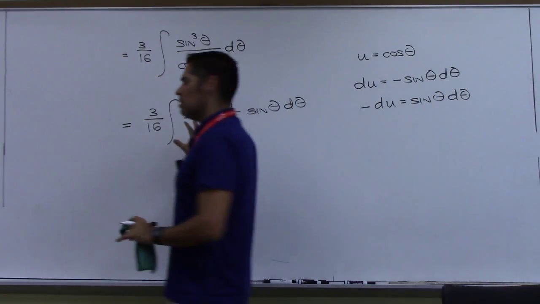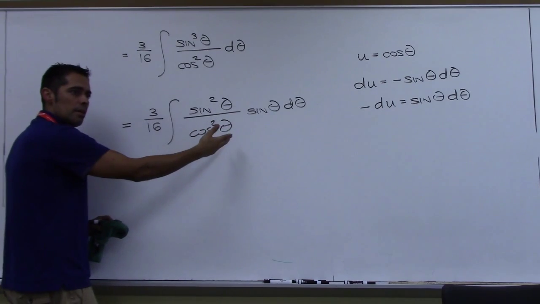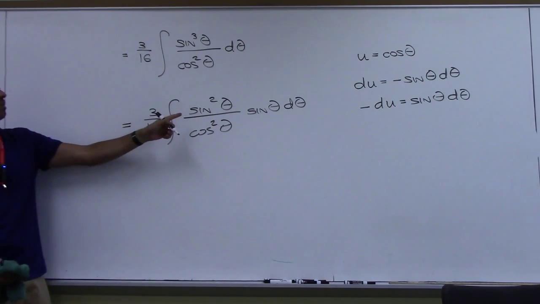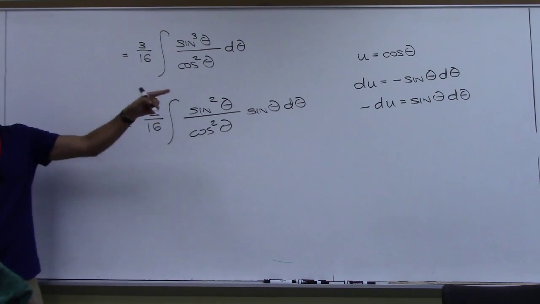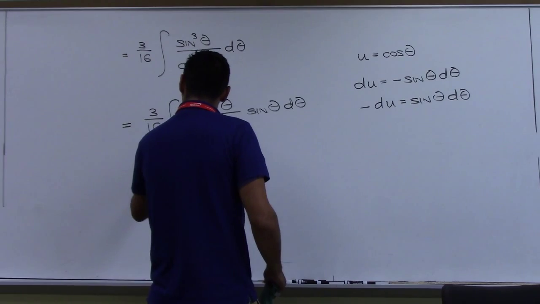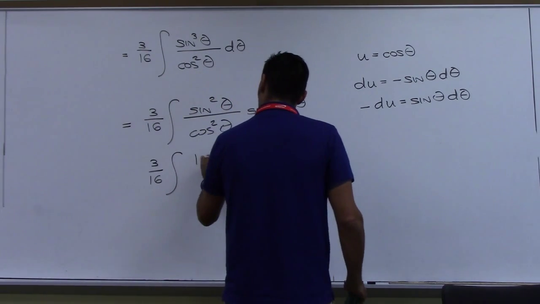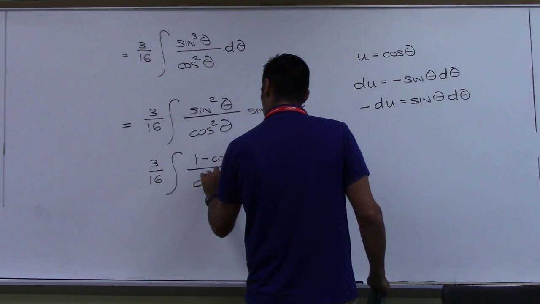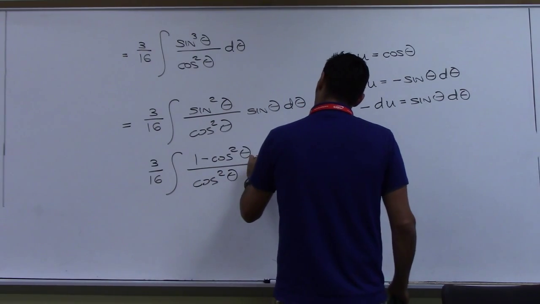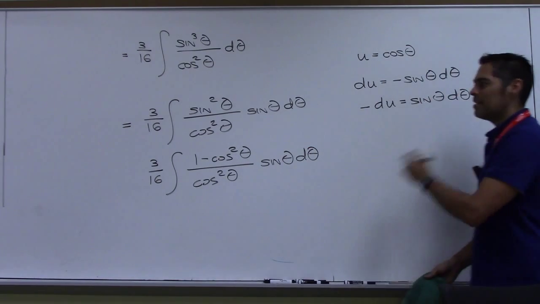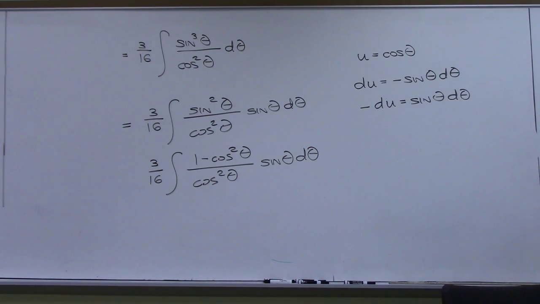And so that should take care of it, but I need to get everything in terms of U. So this cosine is going to be U squared. That'll be negative du. The sine squared? 1 minus cosine squared. Rewrite it. Almost there. Oh no, because then we got to take it all back, don't we? Just have to do all that.